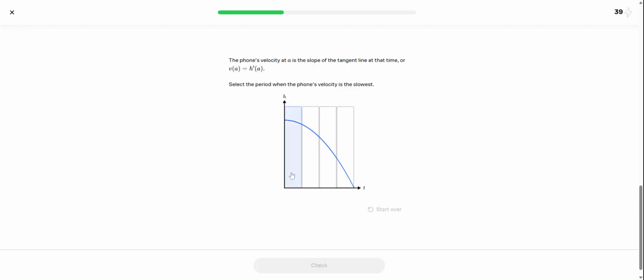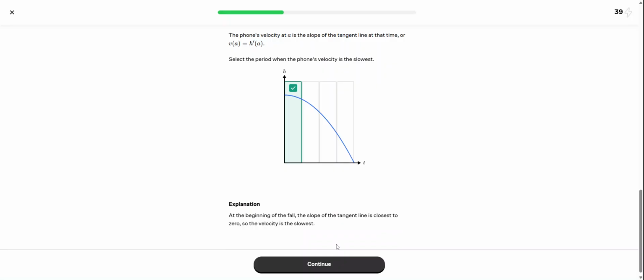It's fairly easy, I think, so check it. That is correct. So why again? At the beginning of the fall, the slope of the tangent line is closest to 0, therefore the velocity is the slowest, as I previously described. Continue.